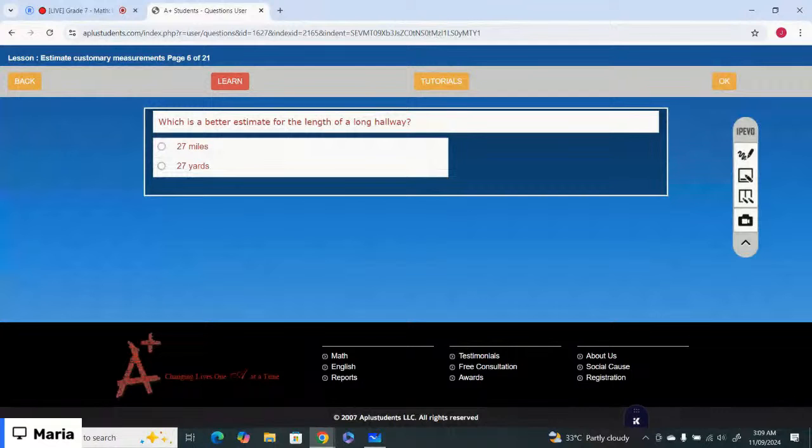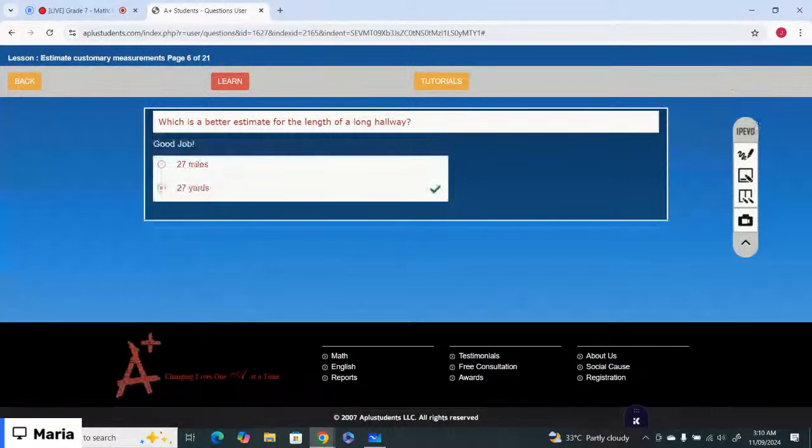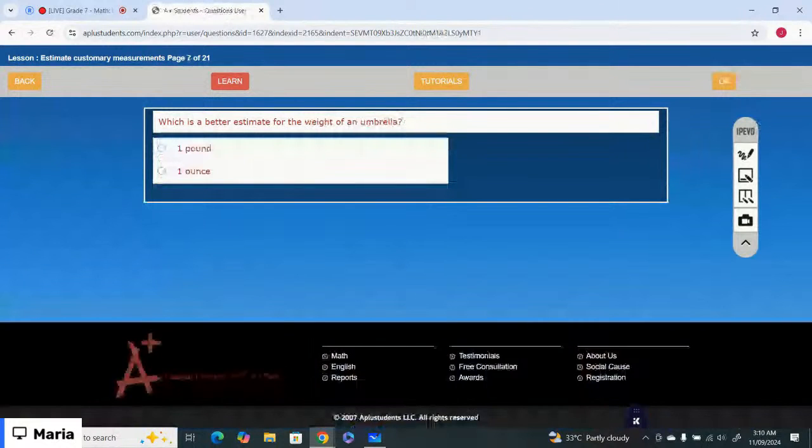Which is a better estimate for the length of a long hallway, 27 miles or 27 yards? That is a long hallway, so 27 yards. Option number 2 is the correct option. Which is a better estimate for the weight of an umbrella, 1 pound or 1 ounce? Which is the correct option?